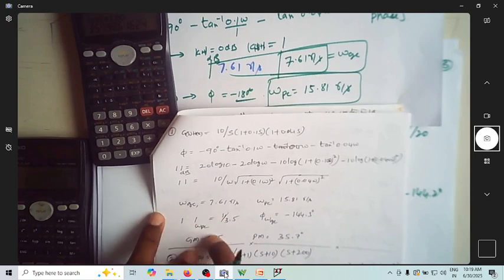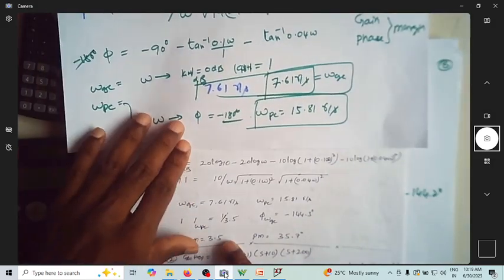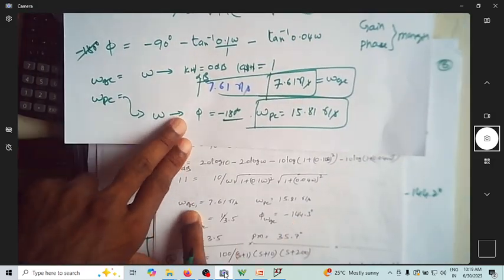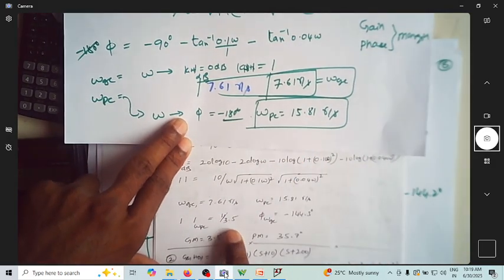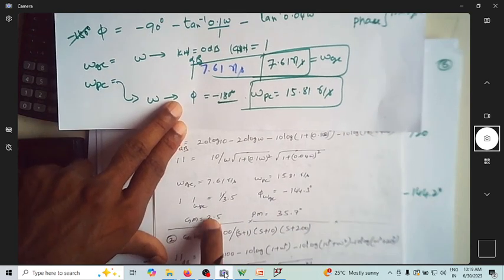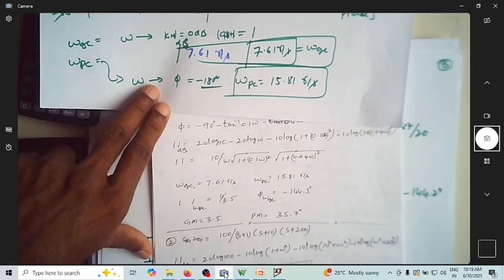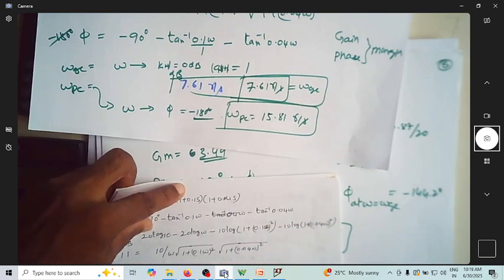This is obtained from MATLAB, which exactly tallies with whatever we have got here. Omega GC is 7.61, omega PC is 15.81. Can you see the gain margin is 3.5? The phase margin is 35.79. Can you see this?